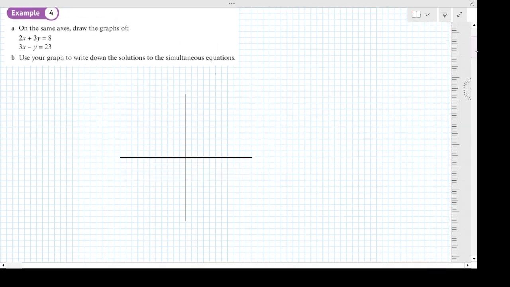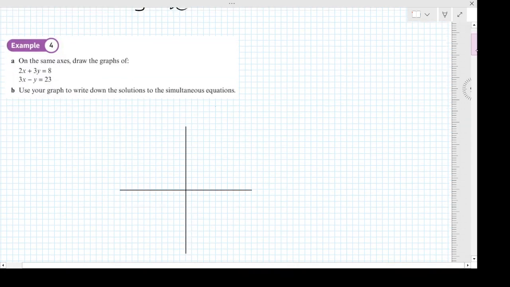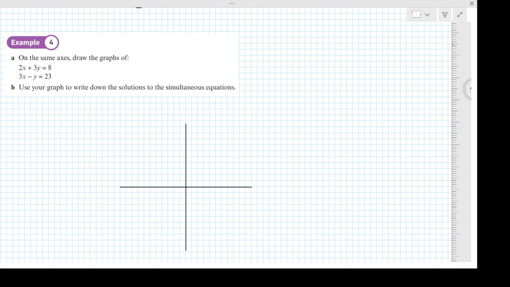So it says example 4: on the same axis, draw the graphs of 2x plus 3y is 8 and 3x minus y is 23. Hopefully you recognize that these are straight lines. First of all, we have 2x plus 3y is 8, and here I've drawn an axis of x and y. To draw straight lines, probably the best way is just to pick 2 points on the line, plot them, and then draw the line between them.